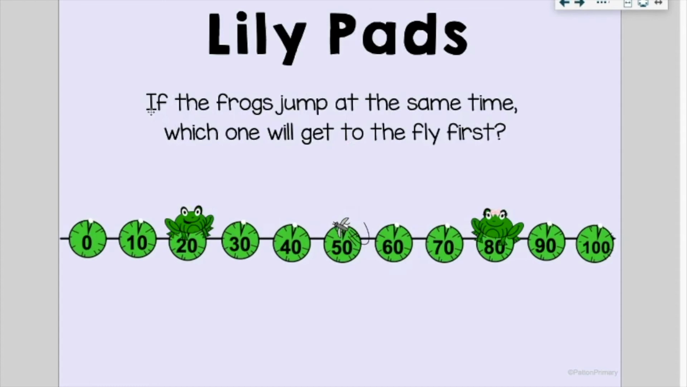All right, so here's a challenge. If the frogs jump at the same time, which one will get to the fly first? So right now I want you to take a look at the screen, and you can either use your fingers to hop, or you can use your eyeballs and make a thought about which frog will get to that fly first if they're jumping at the same time.